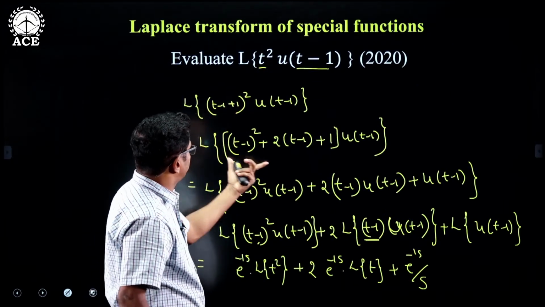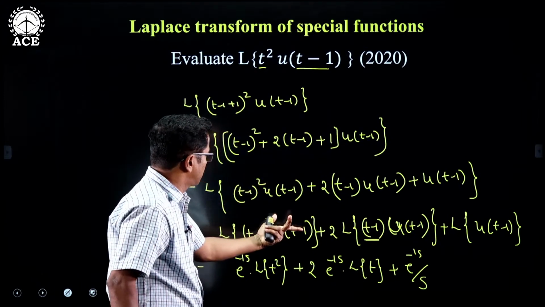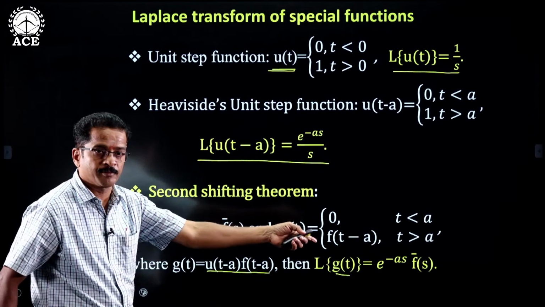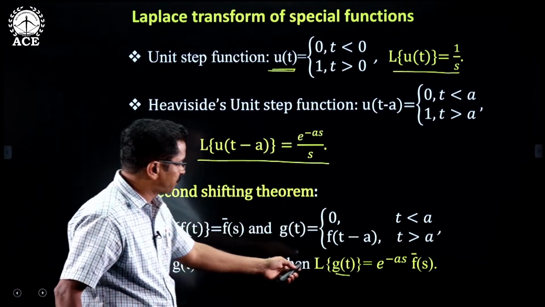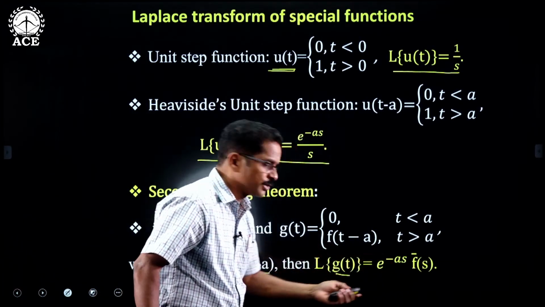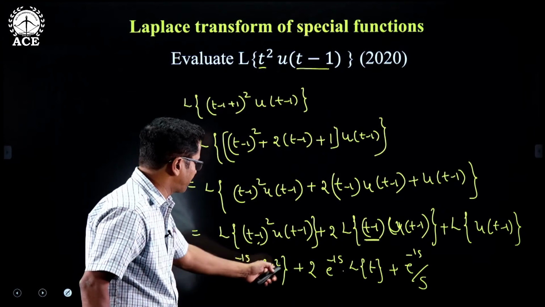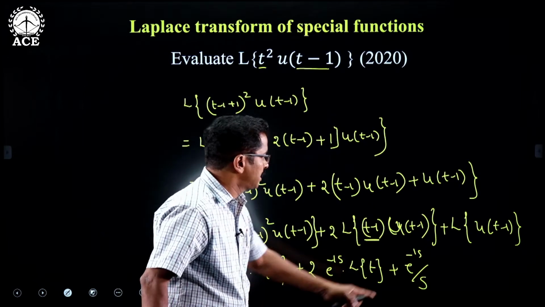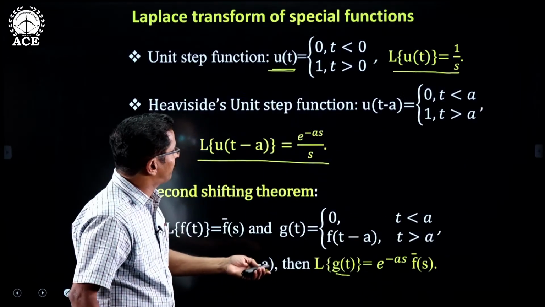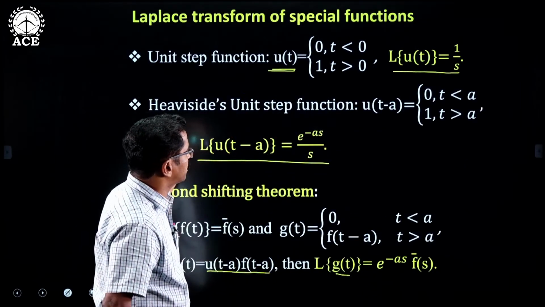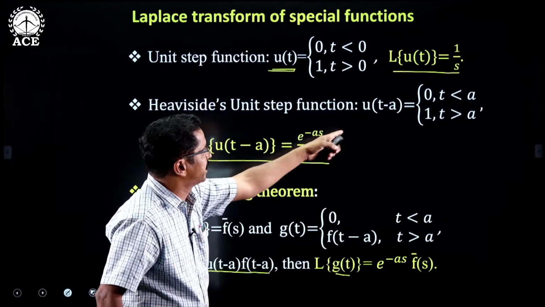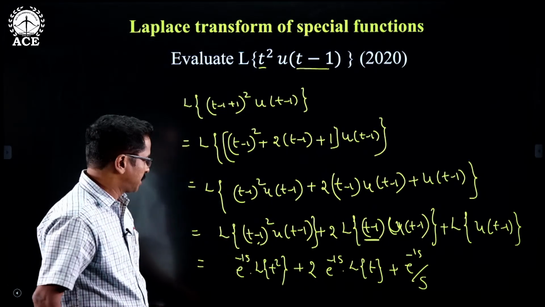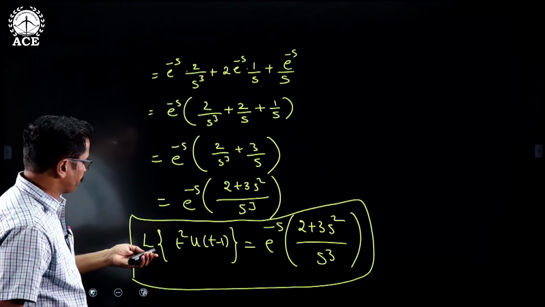T square I am writing in terms of t minus 1 terms and applied second shifting theorem. What second shifting theorem says: e power minus as into f bar of s. F bar of s means L of f of t. So in this case f of t is t square, in this case f of t is t. So that is Laplace transform of a unit step function. We said unit step function is e power minus as by s, where a is 1. So that way I evaluated. Okay. So this is what I discussed.